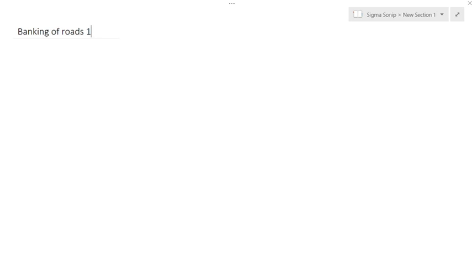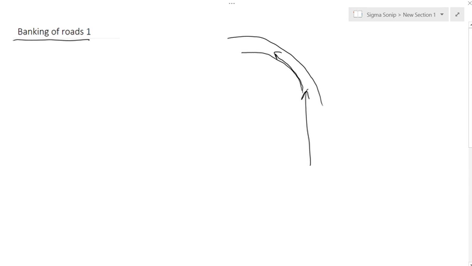Okay, so in this video we are going to look at banking of roads wherever there is a bend in the road. Just consider a situation that you are driving your car in a straight line, and suppose there's a turn in the road here and you want to go around this bend. So this is a circular path, which means that your car is traveling in a circular path here.